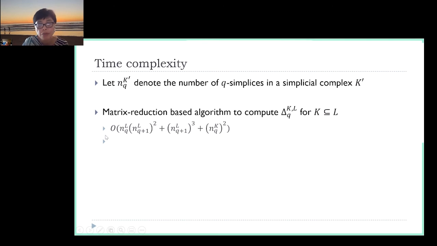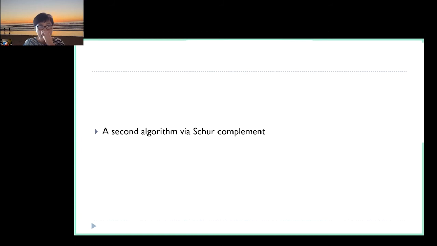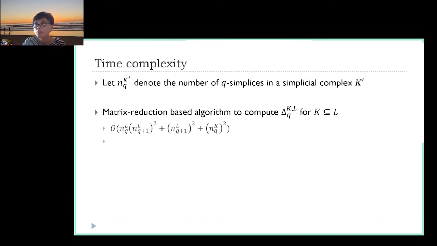Okay, you don't have to read this very soon. I'm going to give a different algorithm, and then we'll compare the two. We'll explain the time complexity then. Okay, so the time complexity in a nutshell is roughly the time complexity of the persistence algorithm to compute persistent homology. Okay. All right, so this is the first algorithm, which essentially comes from the definition of the persistent Laplace operator.